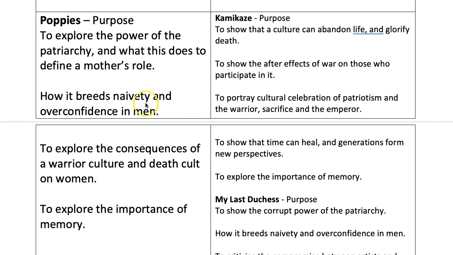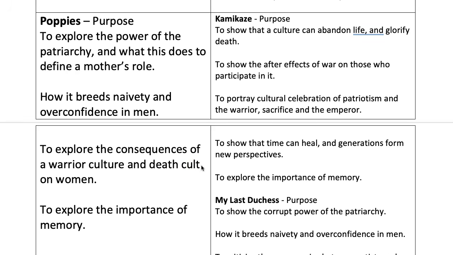How it breeds naivety and overconfidence in men. You know, it's really clear that the son is going off to a future that he thinks is going to be magnificent and which the mother fears is going to be tragic. And to explore the consequences of a warrior culture and a death cult. You know, that's what enlisting and going off to war as a noble and adventurous activity suggests.